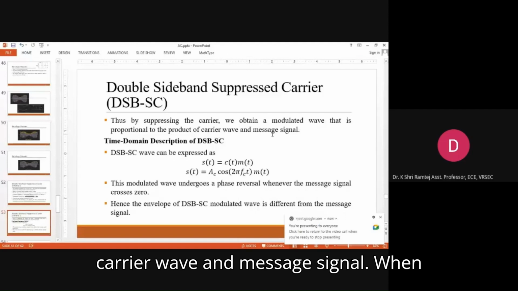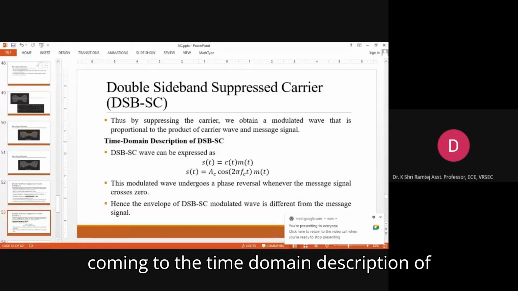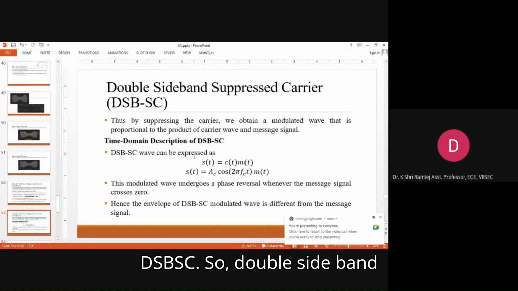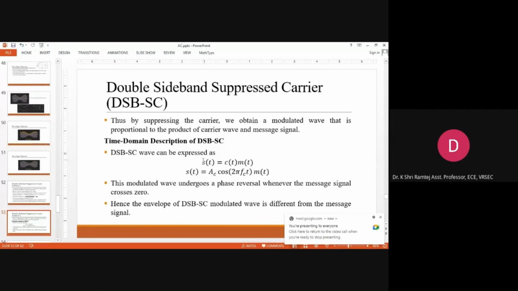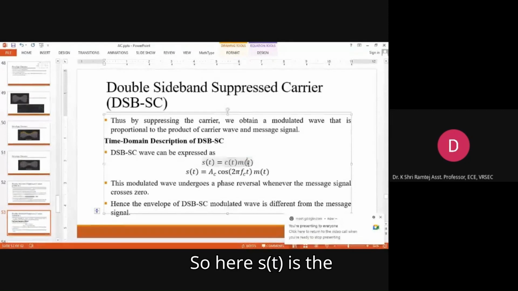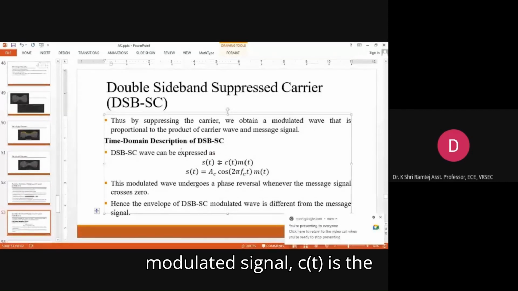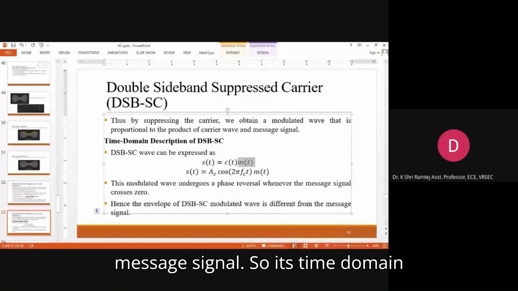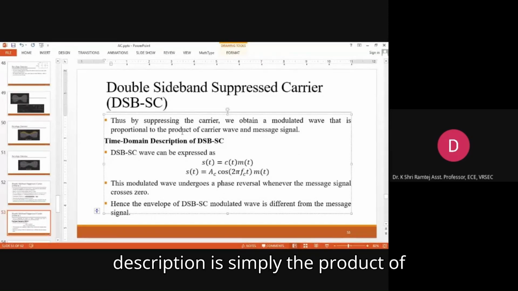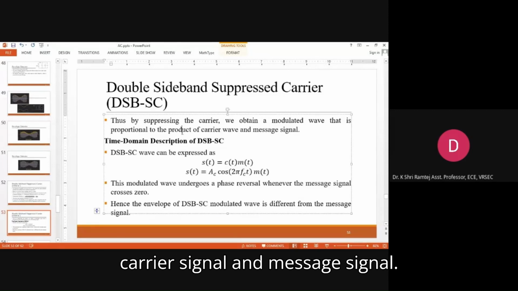When coming to the time domain description of DSB, the double sideband suppressed carrier wave can be expressed as S of t is equal to C of t into M of t. Here S of t is the modulated signal, C of t is the carrier signal, and M of t is the message signal. So its time domain description is simply the product of carrier signal and message signal.